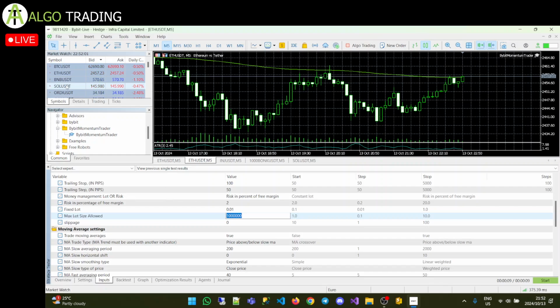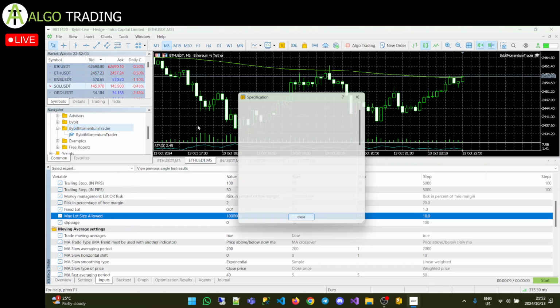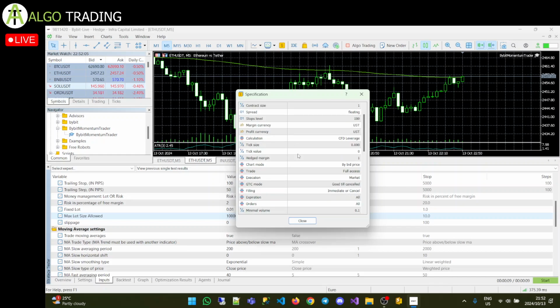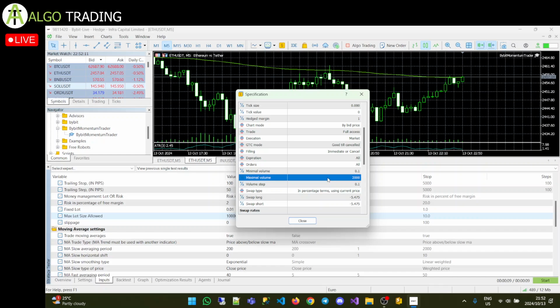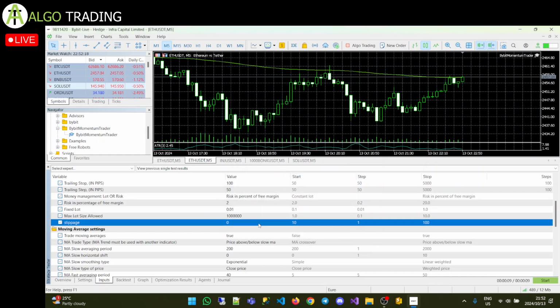The lot sizes you could get from any one of your instruments, where you could see the maximal volume. So yes, it's 2000. If you say, no, I don't want to go up to 2000, I only want to go up to 500, let's say, you could put the lot size in there, the max lot size.